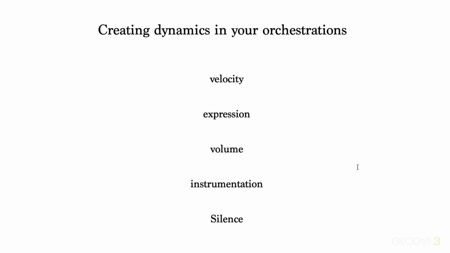Now, we've touched on this somewhat throughout the videos, but there are several ways to create dynamics in your orchestrations. At the root level, we have velocity of the actual notes you program. Generally, higher velocities are louder. We have expression MIDI CC11, which can be either drawn in or played in if you have an expression pedal. We have MIDI volume automation, and we have actual instrumentation, layering additional instruments together to get a thicker sound and using less instruments for a lighter sound, and leaving silence and space. These are all ways of enhancing the dynamics.